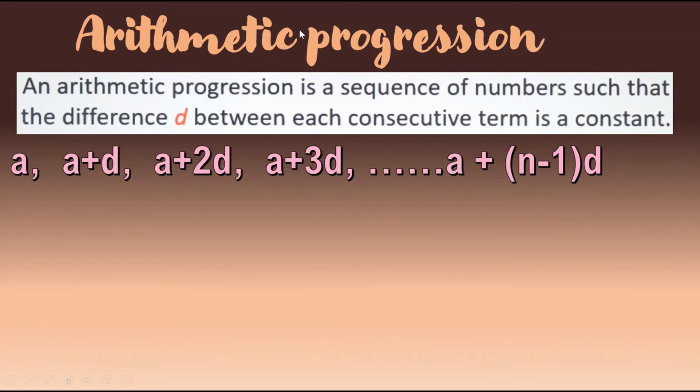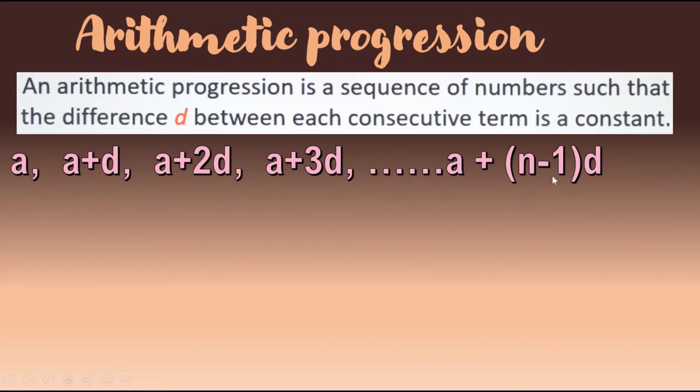Okay, so let's see it again from the variable perspective. Arithmetic progression, we know, is a sequence of numbers such that the difference d between each consecutive or successive number is constant. So a, a plus d, a plus 2d, a plus 3d, and so on. We can also write the sequence in this format. If you know the first term and the common difference, then the second term will be a plus d, the third term will be a plus 2d, the fourth term will be a plus 3d, and so on.